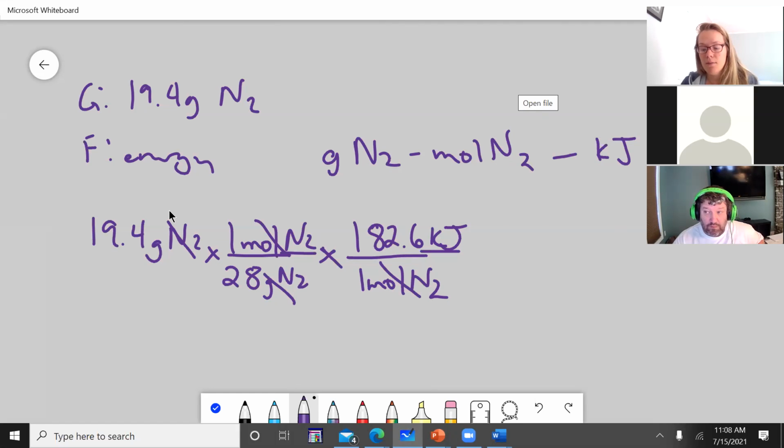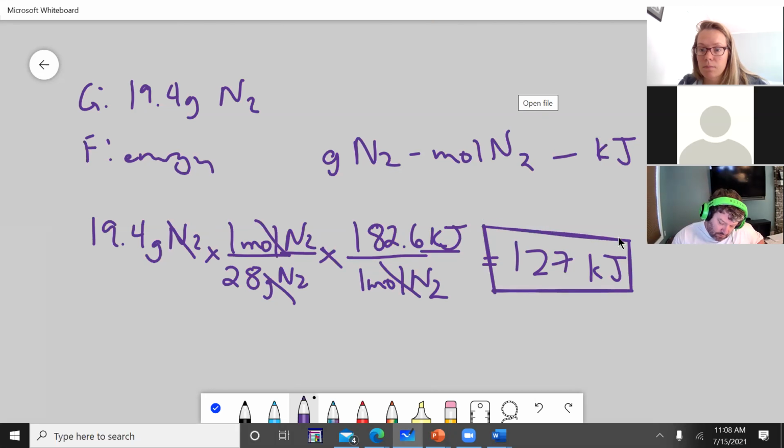Right, so the moles cancel and the grams cancel. This is kind of a nifty way of now going from a mass to an energy. 19.4 times the 182.6 divided by the 28, and we get 127 kilojoules of energy.